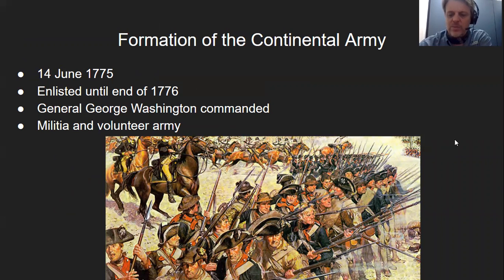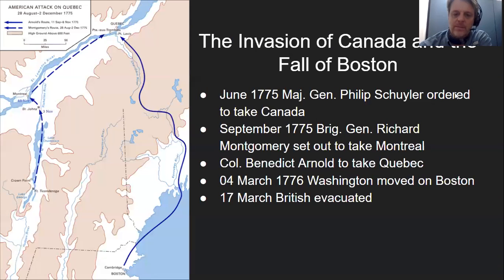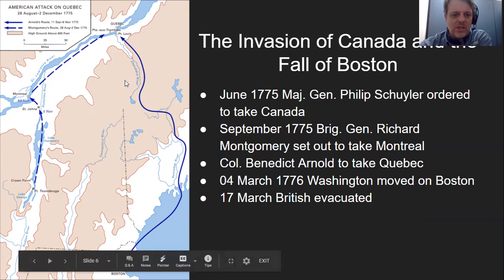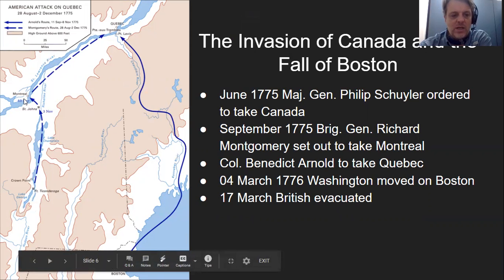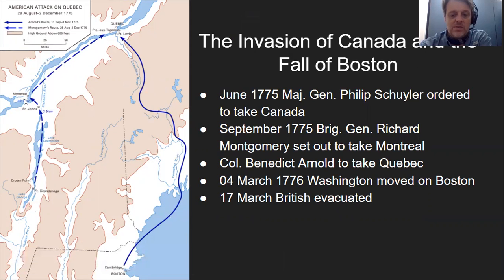So they weren't conscripting, they weren't drafting people yet. The invasion of Canada, and the fall of Boston. We're not going to go over the battle too much, but basically we've got Benedict Arnold. He came up this way and he attacked Quebec, and General Montgomery came up this way, attacked Montreal. This was a pretty big battle here. And then he moved on up to Quebec to help Benedict Arnold take it.